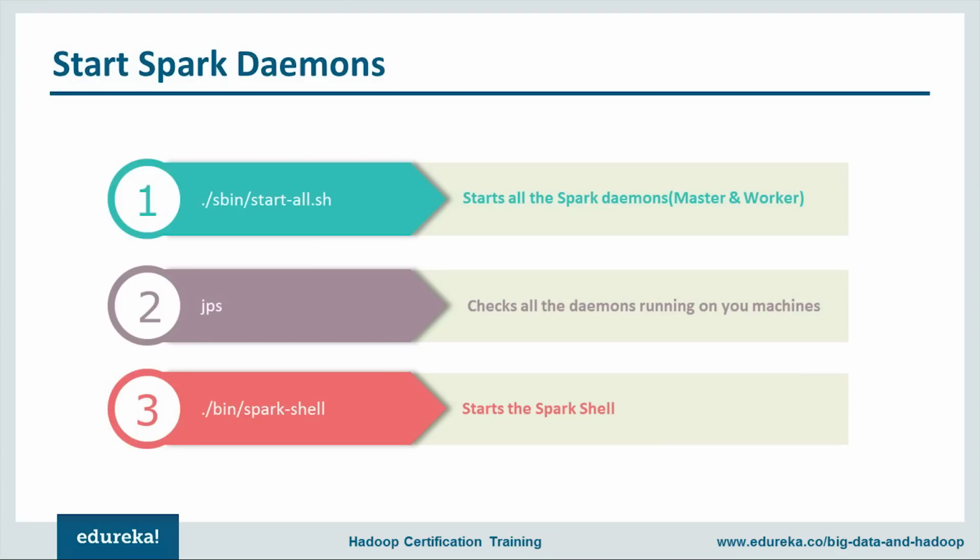So these are the different commands to start the Spark daemons. These are very similar to Hadoop commands to start the HDFS daemons. To start all the Spark daemons, which are master and worker, you can use this command, and you can use this command to check if all the daemons are running on your machine. You can use JPS like Hadoop, and then in order to start the Spark shell, you can use this. You can go ahead and try this out. This is very similar to the Hadoop part that I just showed you earlier, so I'm not going to do it again. And then we've seen Apache Spark also.